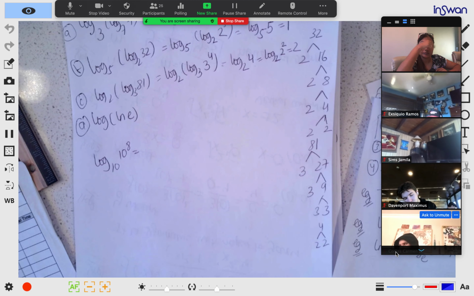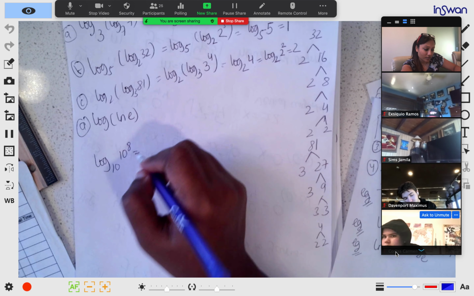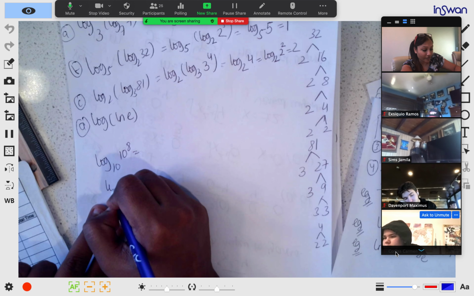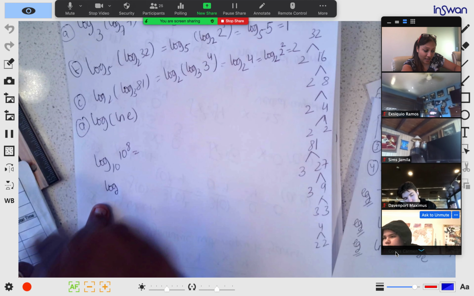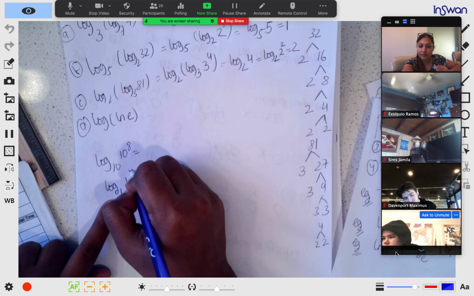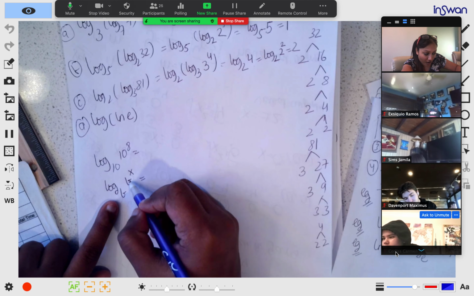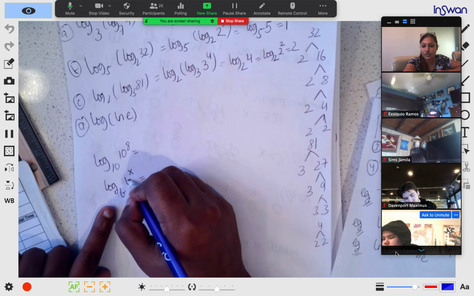Cole, are you talking to me still? Okay, so would that be 10? You have a property where you have log base b and the same base raised to the power x. When it's like this, they basically cancel out. Whatever your power is, that will be your answer.